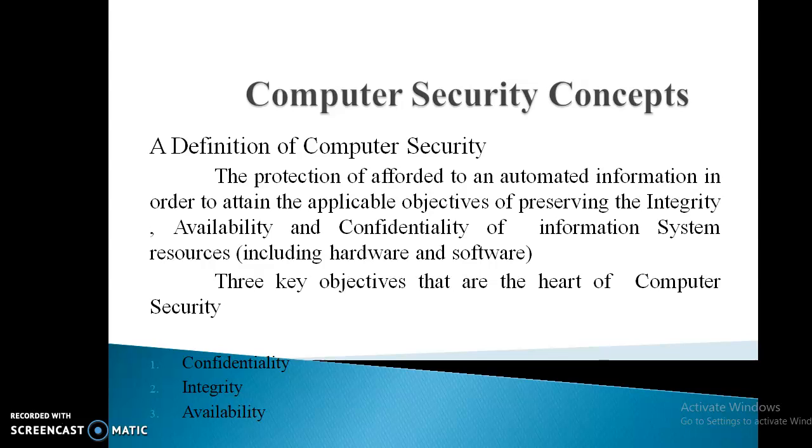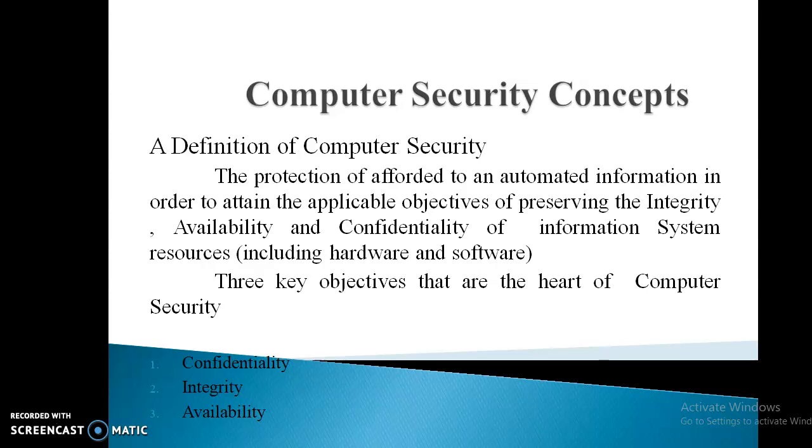We have to preserve our information, whatever it may be, hardware and software. So we have to preserve all of these things from outsiders, which is called the computer security concepts. There are three key objectives that are the heart of computer security. The first one is confidentiality, the second one is integrity, the third one is availability. These three concepts are the key objectives at the heart of computer security.